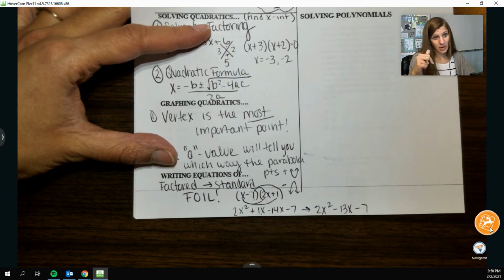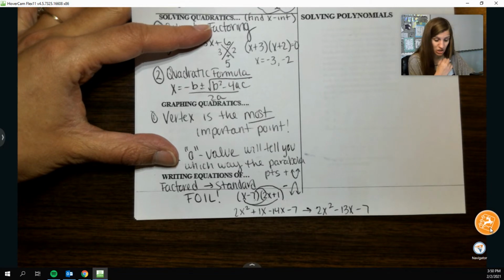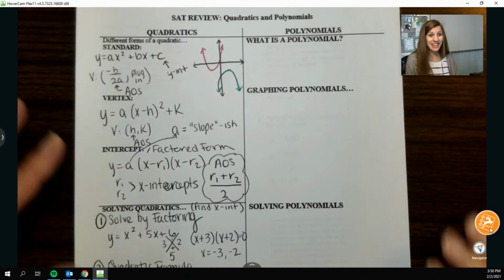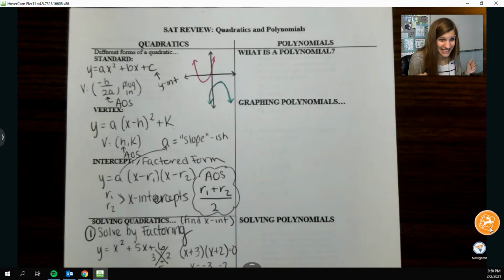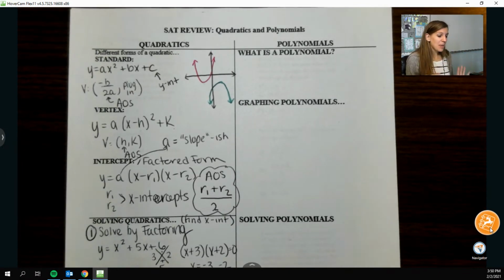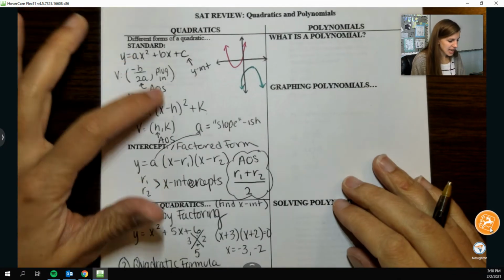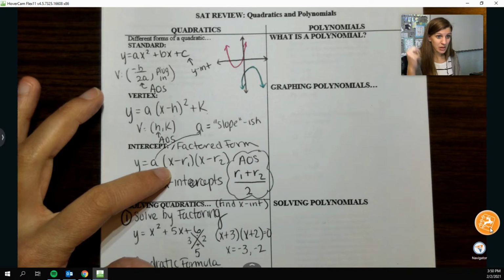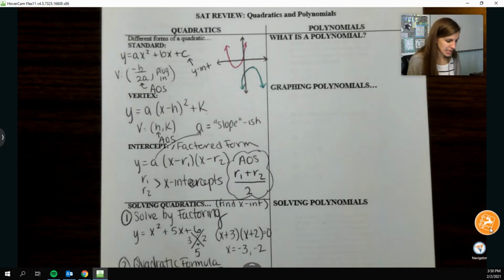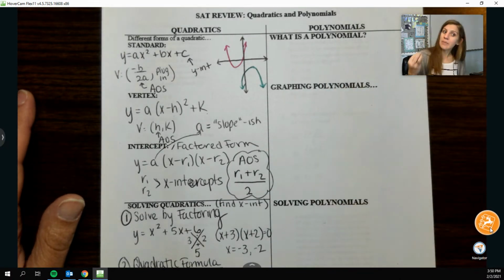So like factoring and foiling undo each other. They are opposites of each other. Let's talk about a polynomial. They're so fun. So a polynomial is just a higher level quadratic. So a quadratic always has something to the second power, x to the second power. There are two x's. A polynomial is going to be bigger than that.